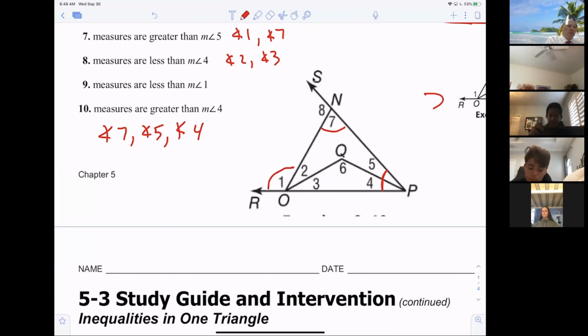Angle 7, angle 5, angle 4, and angle, no. You're missing one. Stop. 3. Let's just say 1 through 8. 1, 2, 3, 4, 5, 6, 7.